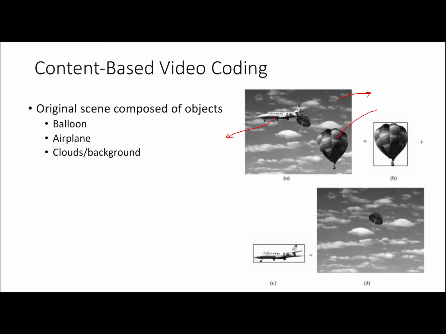So, if you see this scene, if we talk about MPEG 4, this video frame is composed of different objects, and these objects can be a background or clouds or sky. Another object is the plane, and another third object is this hot air balloon.